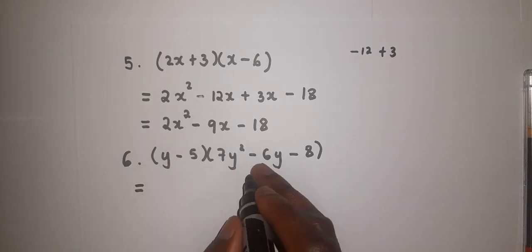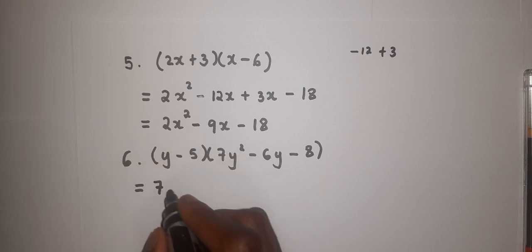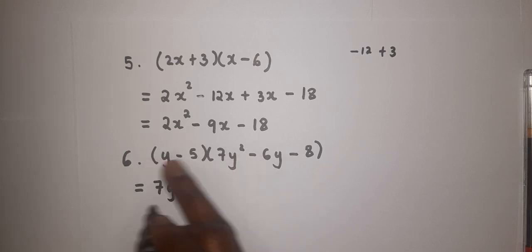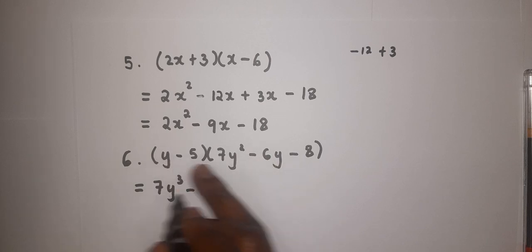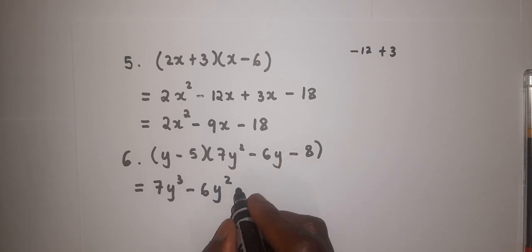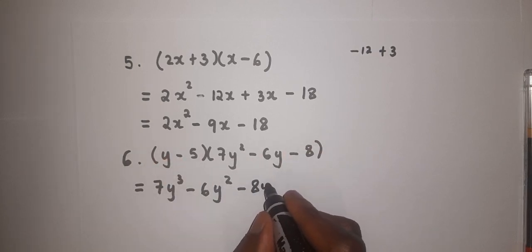Again, a binomial by a trinomial. Positive, positive, it's a positive. 1 times 7 is 7. y times y squared is y cubed. Positive, negative, we'll have a negative. Then 1 times 6 is 6. y times y is y squared. Positive, negative, we'll have a negative. And then y times 8 is 8y.